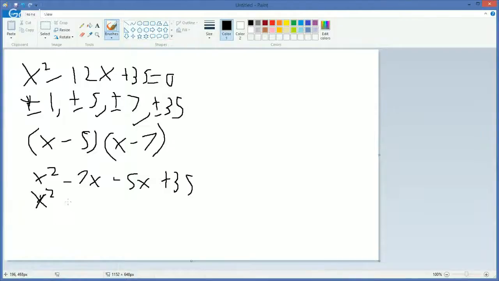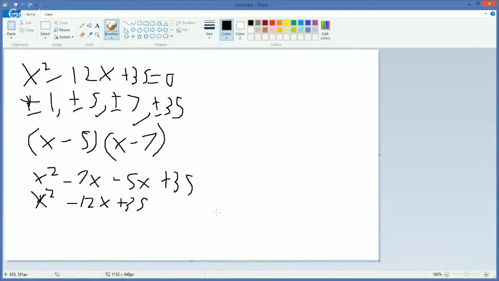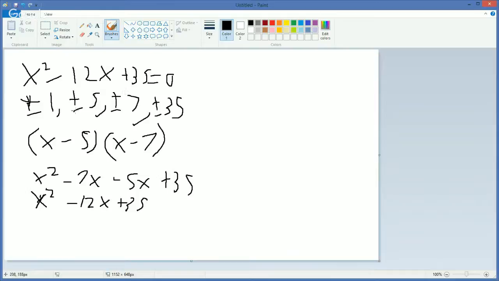X squared minus 12x plus 35. And so basically what you're looking for here is that in order to be able to do a factoring job, you try to find all of your possible factors for the very last number, and then plug those into the equation to see which ones actually work out. And then you write your equation as x minus blank if it's a positive, or x plus blank if it's a negative.